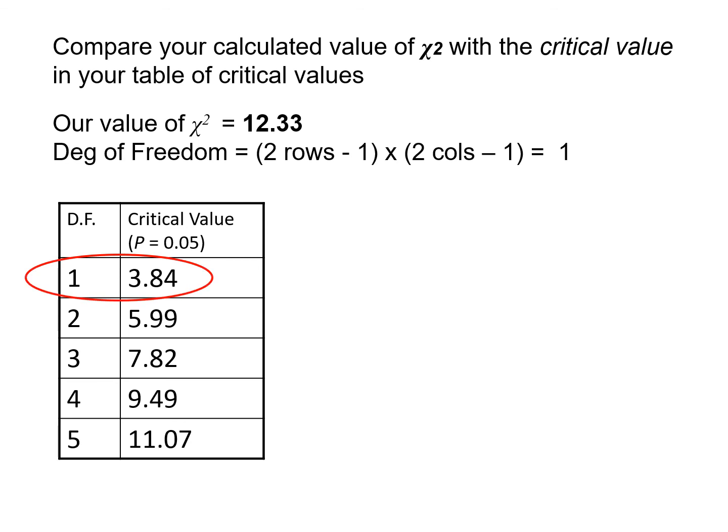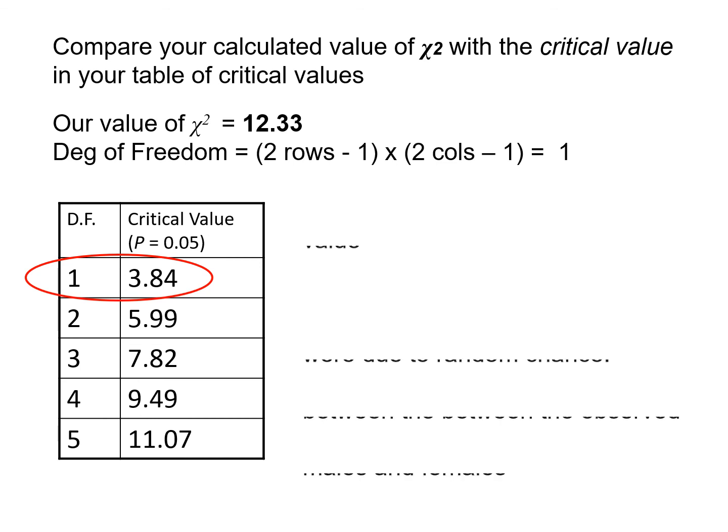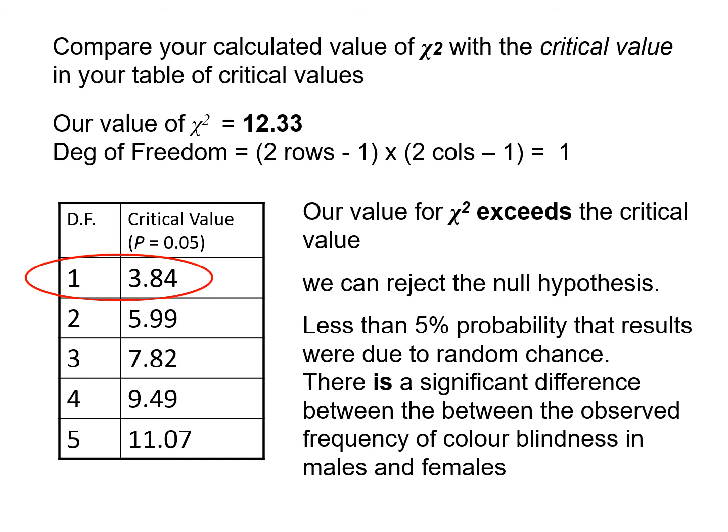Then we go through and look up our critical value on the table at the 0.05 level, and we look, is our chi-squared greater or smaller? In this particular case, our chi-squared exceeds the critical value. That means we're on the reject the null hypothesis side, which means that there's less than 5% probability the results are due to random chance, which means that there is a significant difference between the observed frequencies of color blindness in males and females. What we're saying there is that it was not random chance. The number of males that were colorblind was different to the number of females that were colorblind. And if you go through the presentation on sex determination, you'll see why that's the case.